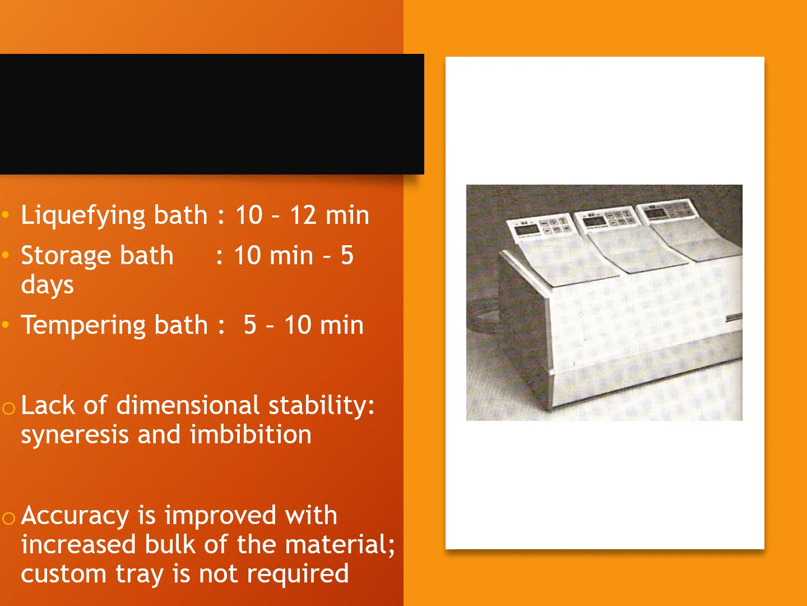This hydrocolloid impression material lacks dimensional stability primarily because of the process of syneresis and imbibition, and accuracy is improved with increased bulk of the material. This is in contrast to elastomeric impression material, where accuracy is diminished by increasing the bulk. Here accuracy is improved by increasing the bulk of material, and so there is an additional advantage that a custom impression tray is not required. So this is about the agar hydrocolloid.